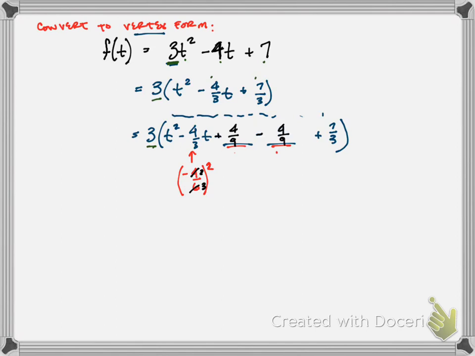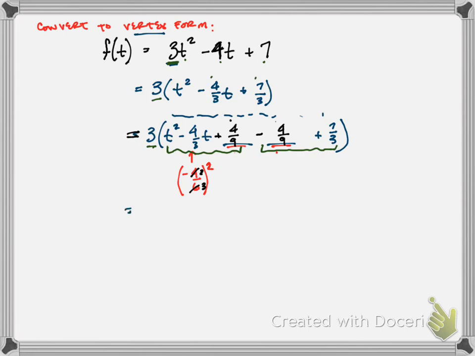Now we haven't changed the value of this, we're still equal because we added and subtracted the same number, it just looks different. So we've manipulated so that these first 3 terms are the square of a binomial, and we can combine these 2 terms as well.